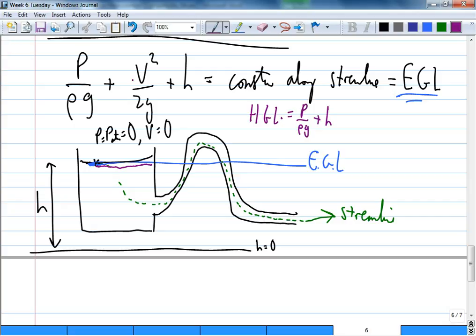Then what happens? You've got velocity in the pipe, isn't it? Okay? So there will be a difference. It will drop. Okay, it will drop. This difference here, this height difference, is essentially V squared over 2G. Alright.